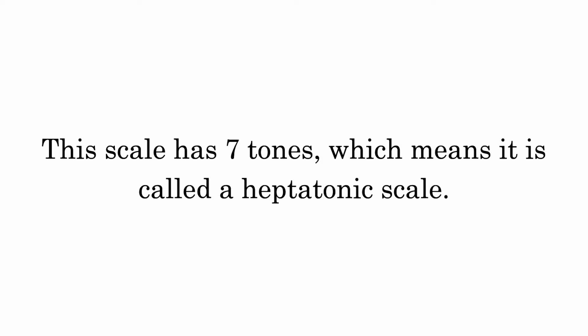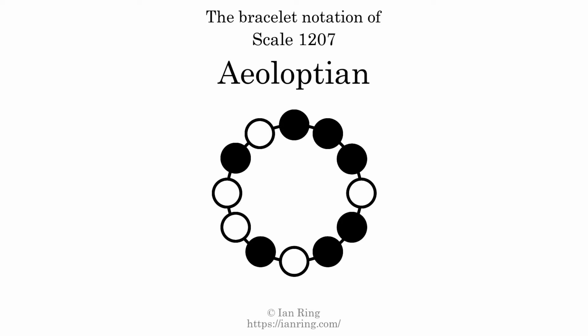This scale has 7 tones, which means it is called a heptatonic scale. This is a bracelet notation diagram of scale 1207. The shaded circles represent tones that appear in the scale, and they are read clockwise, starting at the top.